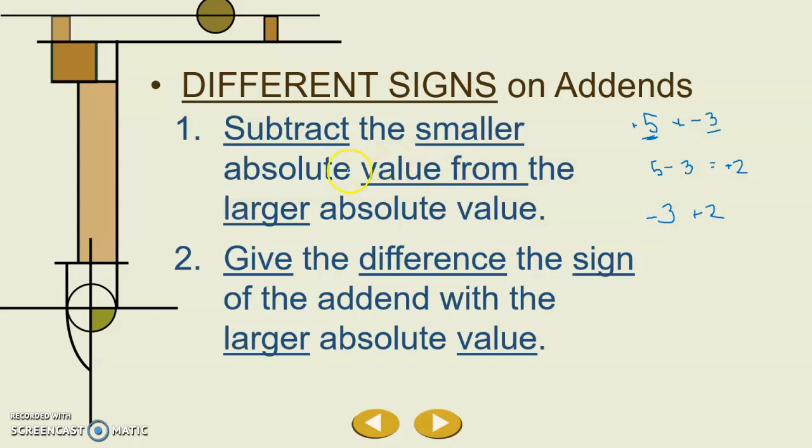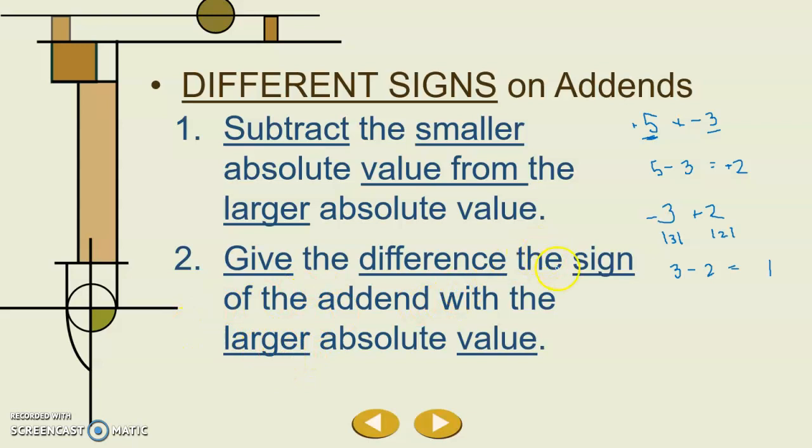Again, subtract the smaller absolute value from the larger absolute value. The absolute value of this is 3, and the absolute value of this is 2, so I'm going to subtract 2 from 3. 3 minus 2. You just subtract the digits without regard to the sign. Okay, that means my difference is 1, but I need to go to step 2.